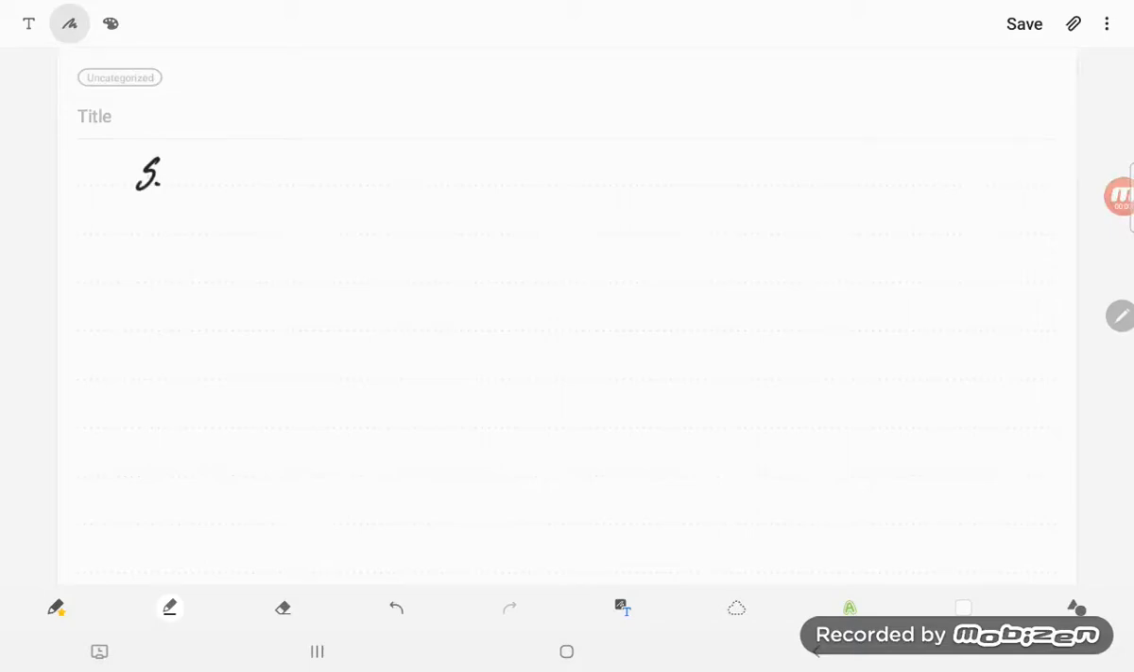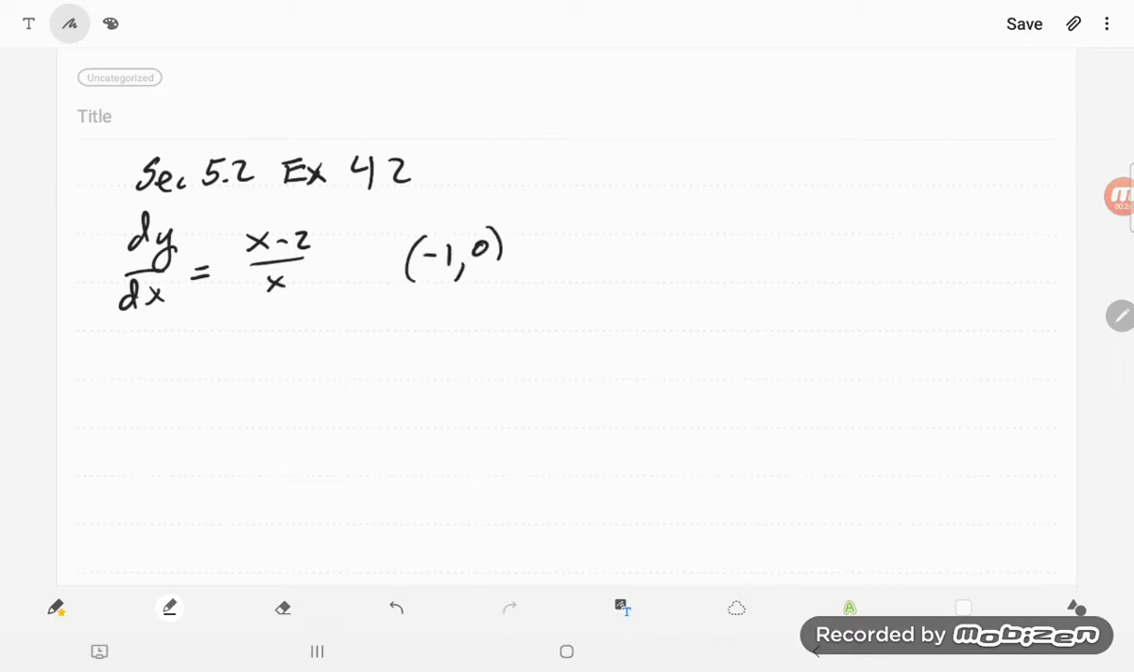So here is section 5.2, exercise 42. And they give us a differential equation with an initial condition. So we're told dy/dx is (x minus 2) over x, and at -1 we get 0.